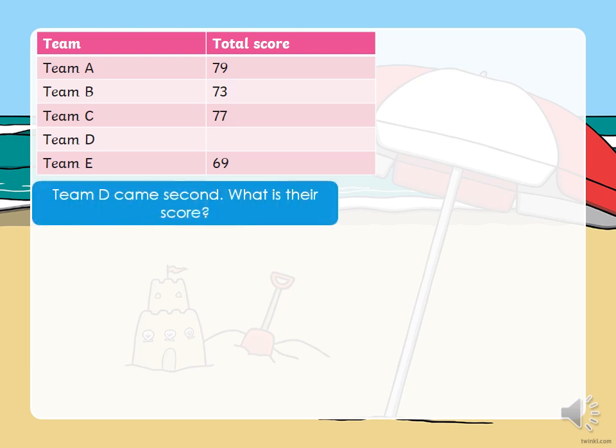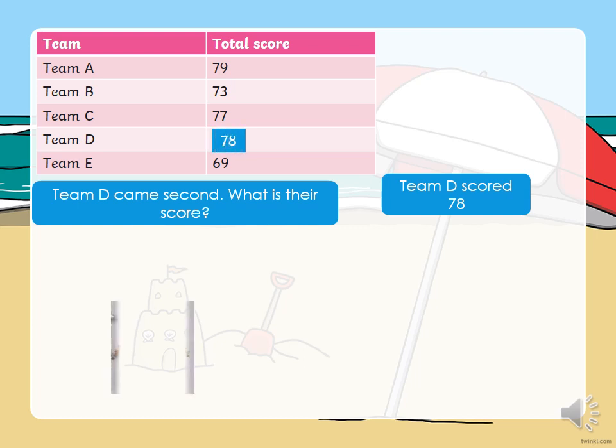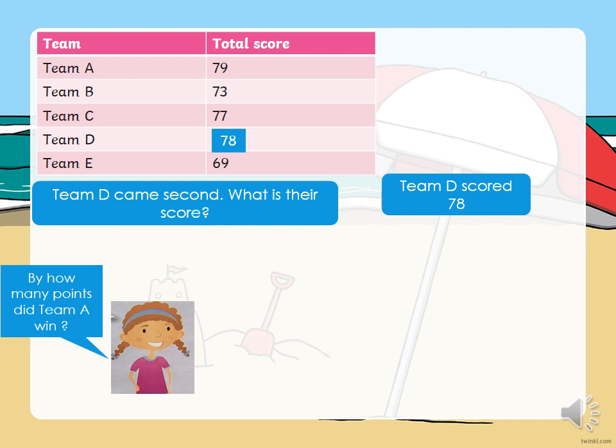Let's continue this table. Team D came second. What is their score? There's no score on the table. How do you know their score? Team A scored 79 points. Team B, 73 points. Team C, 77 points. The highest point is 79, and Team C scored 77 points. If Team D came second, it means that they scored how many points? 78 points, because we have 79 points and we have 77 points. Team D came second, they scored 78 points.